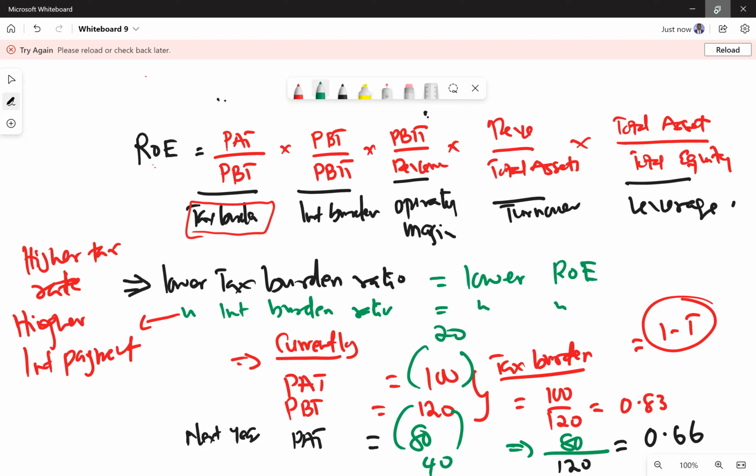So the ratios are multiplicative. So know that the higher the ratio, the higher the return on equity. But where the examiner will get you is the elements driving the ratios. Okay, the elements driving the ratios. A higher interest will lead to lower ROE. A higher tax will lead to lower ROE. A lower PBIT will lead to lower ROE. A higher turnover will lead to higher ROE. Higher leverage will lead to higher ROE.